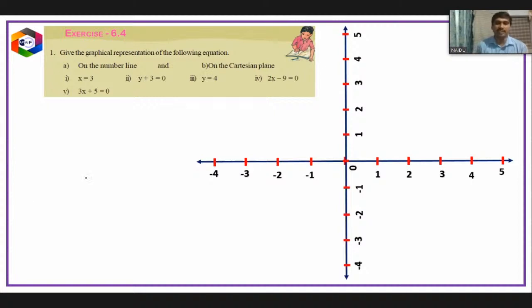So first case I am going to take on the number line, first case. So this is on the number line. On the number line I am going to explain here. Children, please observe this. So what is the difference actually?